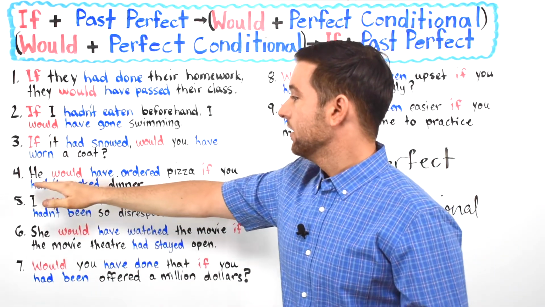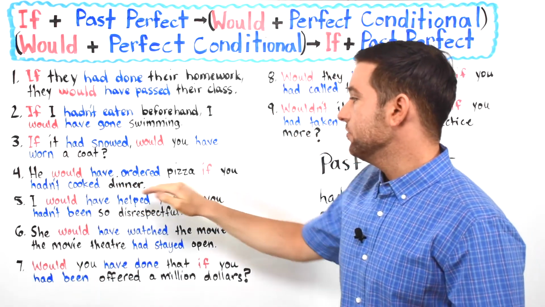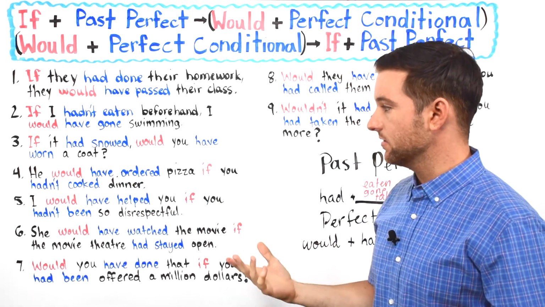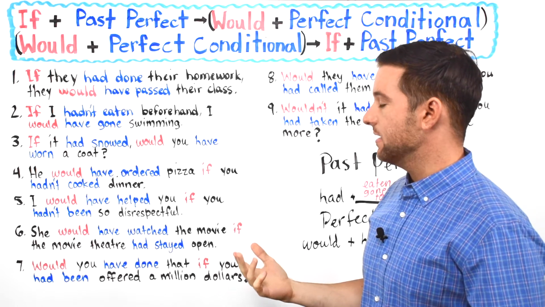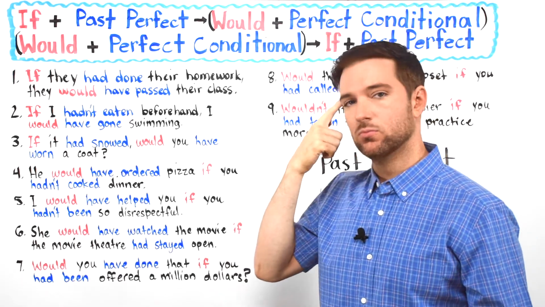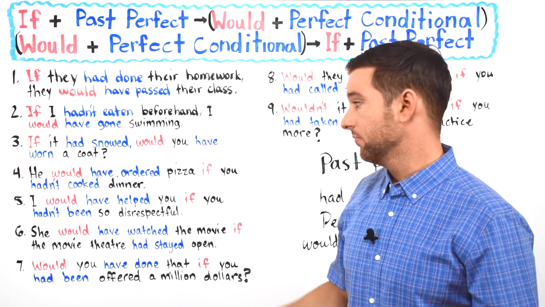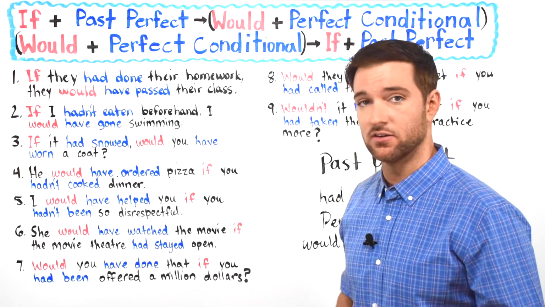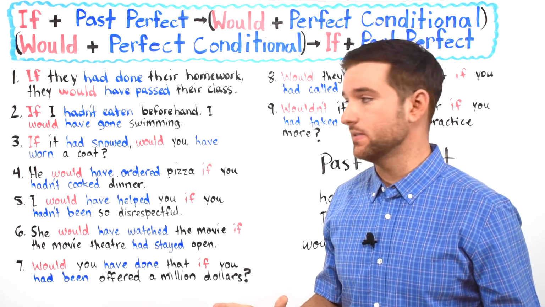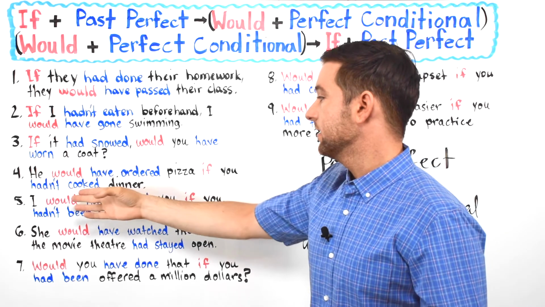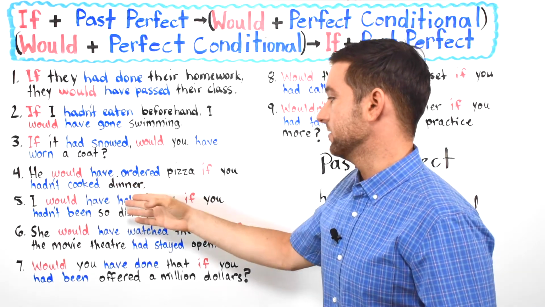Number four, he would have ordered pizza if you hadn't cooked dinner. Okay, so somebody in this case had cooked dinner, and maybe somebody else was thinking, ooh, I think I really want pizza tonight for dinner. But this person had already cooked dinner, so he's not going to order pizza anymore. He would have ordered pizza if you hadn't cooked dinner.